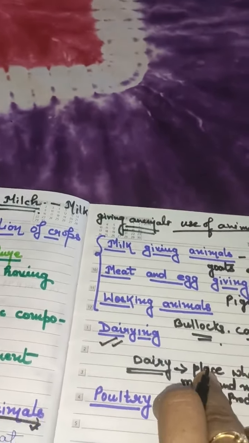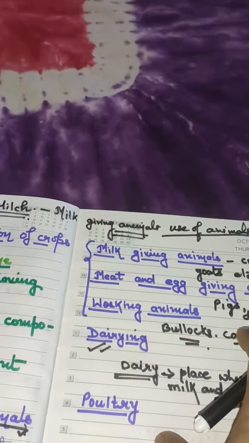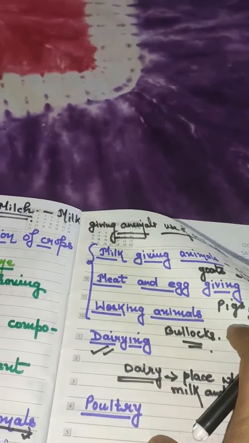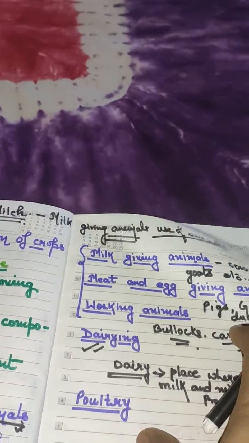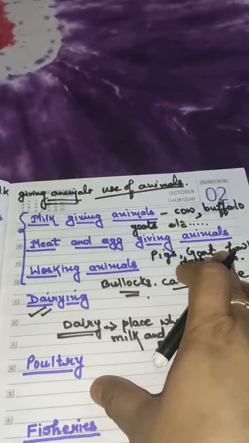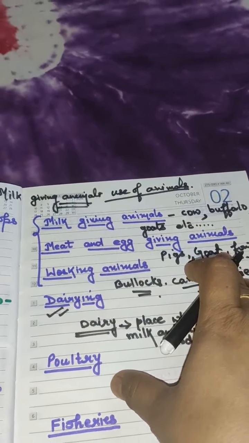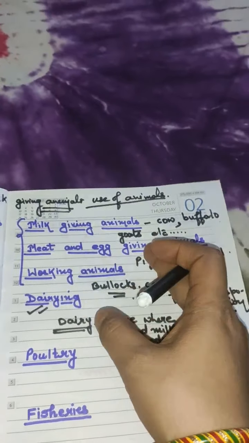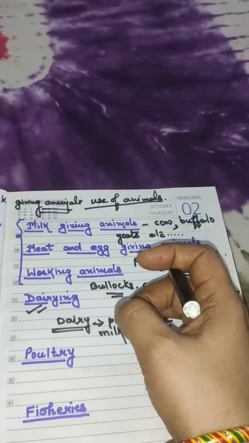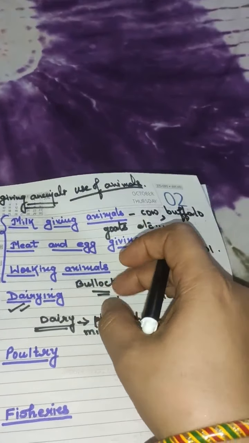Clear? So in a dairy, the milk yielding animals are reared and proper care is taken, and these milch animals are fed with leguminous fodder, because leguminous fodders are very rich in protein. So a rich protein diet will help those milch animals to yield more milk.